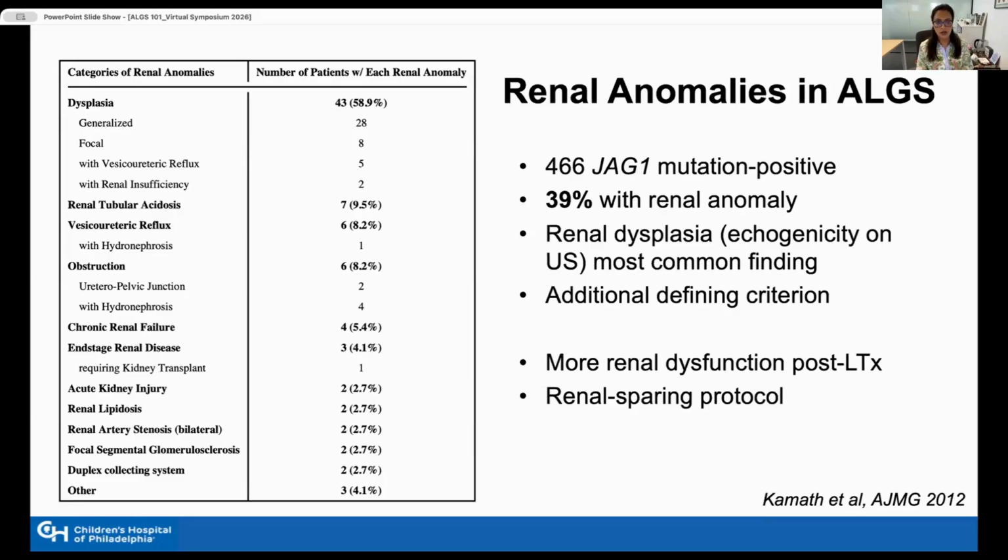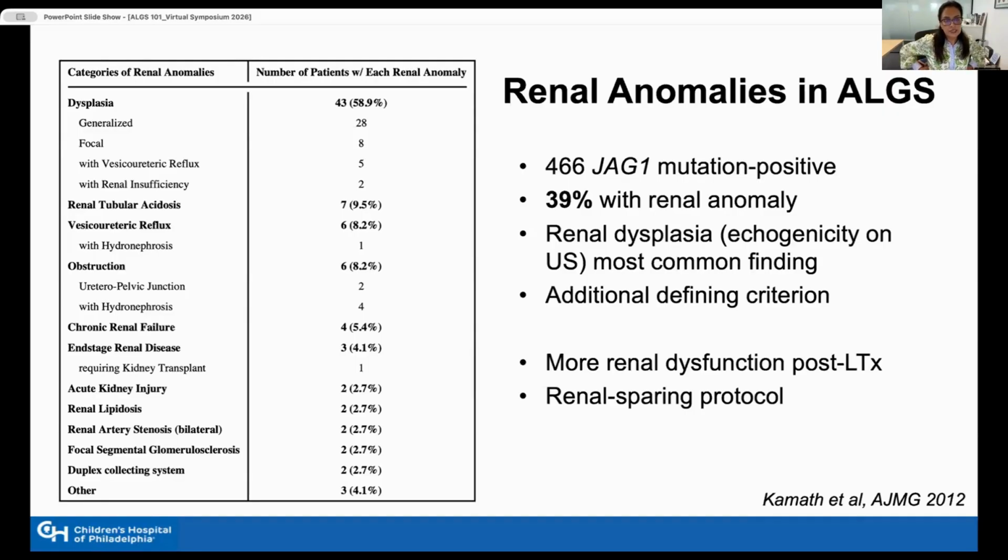Some of them are more important, like a structural anomaly, and some even have renal failure as well. And because of the high frequency with which we saw these types of renal anomalies, we added renal involvement as an additional defining criterion for Alagille syndrome. Now, for the most part, the renal anomalies in Alagille syndrome don't have a significant impact on life and course. However, there are notable exceptions to this.